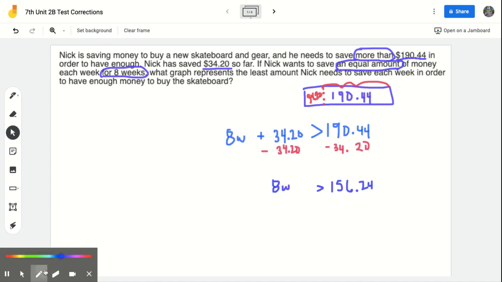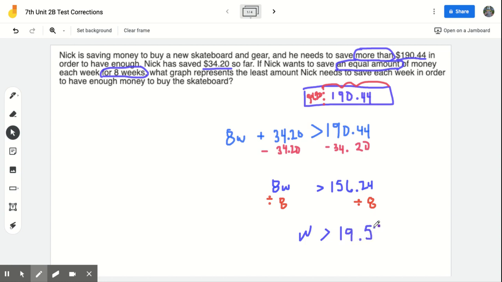In order to get rid of the times 8 there, we're going to divide by 8. And let's see. The number I get is $19. So W needs to be greater than $19.53. So if he saves that amount, he won't be able to get it, but he is to save more.